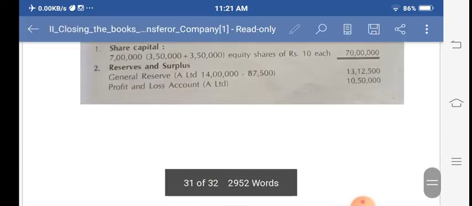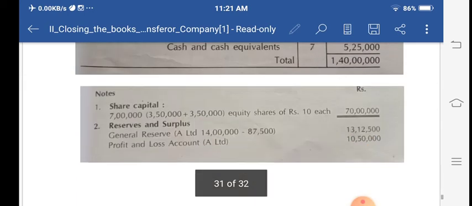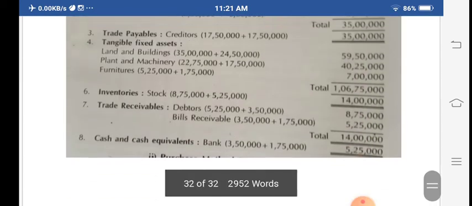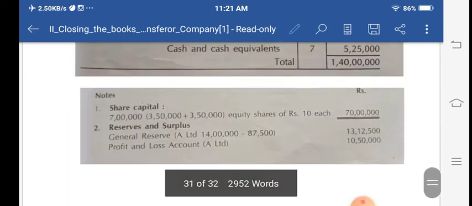Now see in the balance sheet, the current liabilities under trade payable. Note number 3, just see here, note number 3, trade payable, the creditors for A Limited is rupees 17,50,000, and for B Limited is 17,50,000. The total is 35 lakhs. So now all the liabilities are covered.